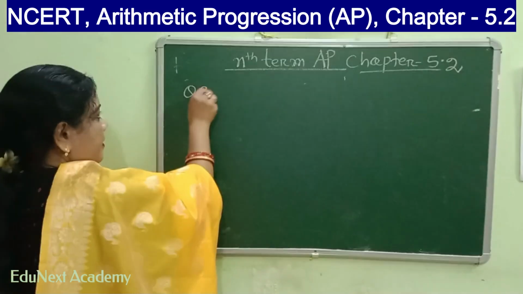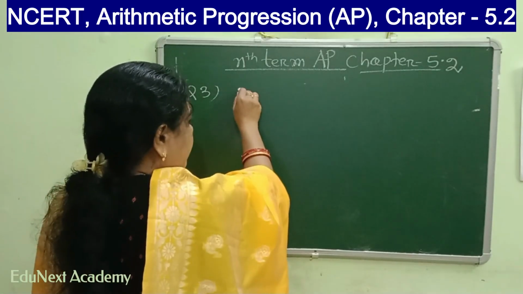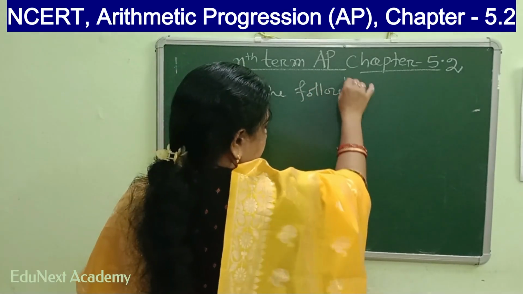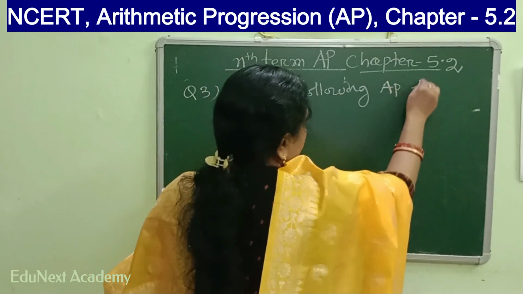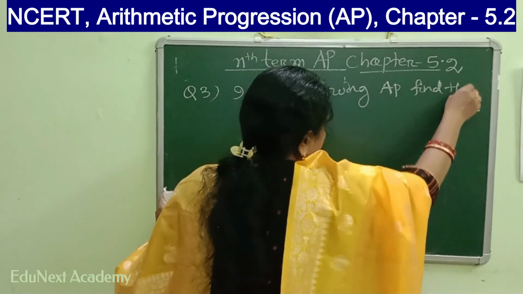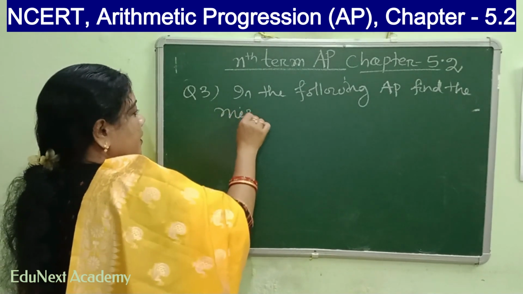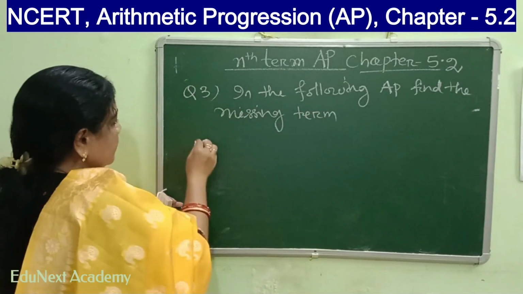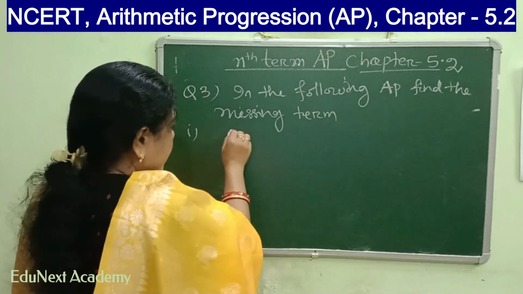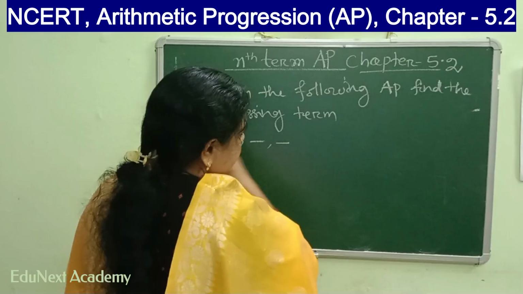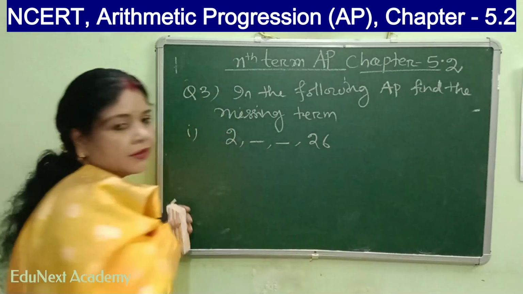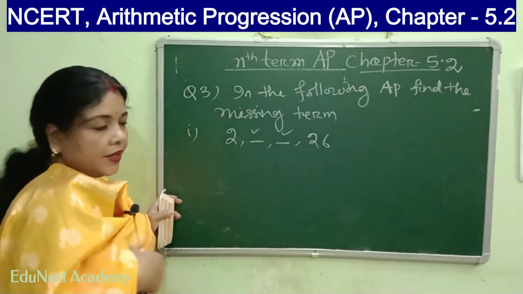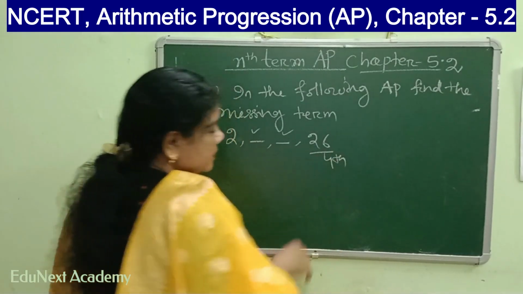Question 3 asks: in the following AP, find the missing terms. It is given 1, 2, dash, dash, and 26. So altogether there are 4 terms. We have to find these missing terms. This is the fourth term.